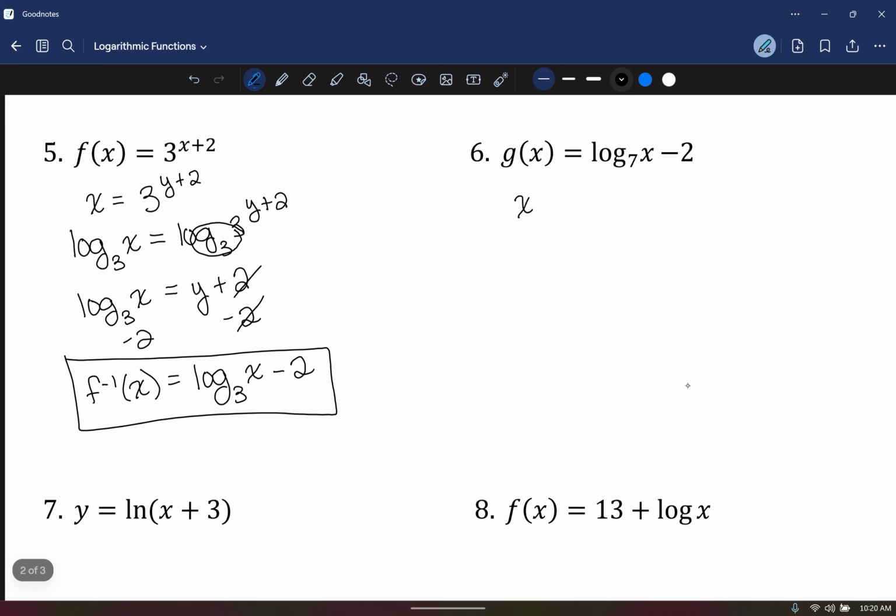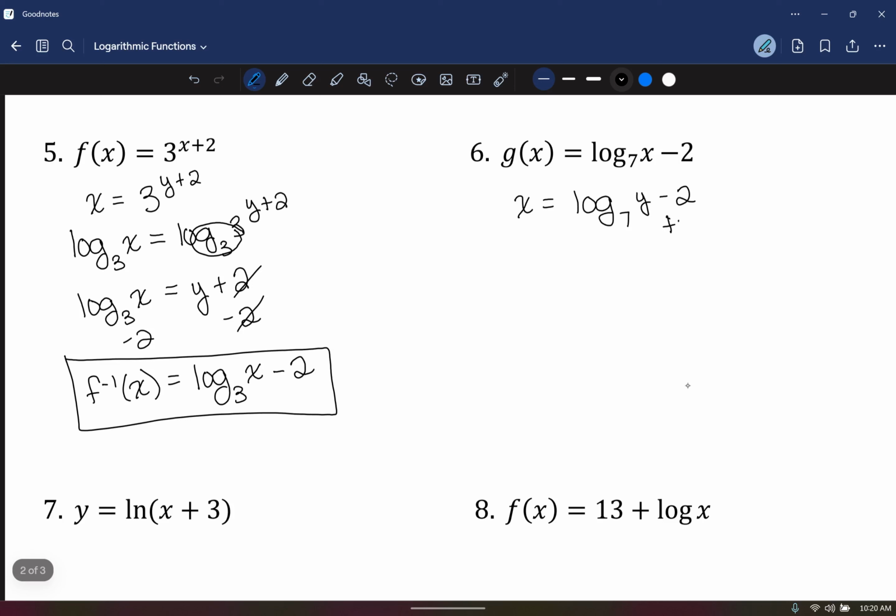So we switch our x and y. Notice again, I have a log. So that means that to get rid of the log, I need an exponential base. Now, this log is not isolated. That minus 2 is not inside. If it was, it would be in parentheses. So the minus 2 is not inside the log. I need my log with that variable that I'm trying to solve for to be isolated.